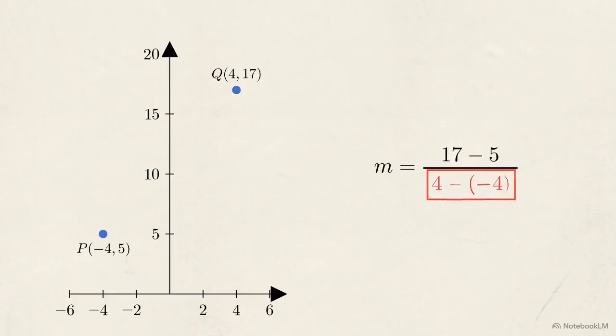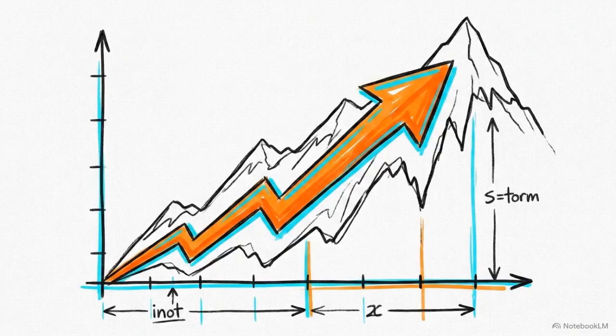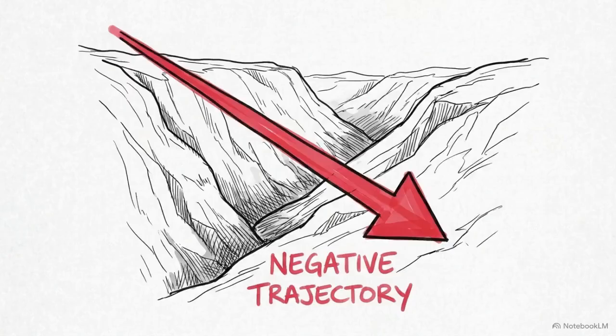Right here is where the most common calculation error occurs. Subtracting a negative number is the same operation as addition, so our denominator becomes 4 plus 4, giving us a final fraction of 12/8, which simplifies to a gradient of 1.5. That result of 1.5 tells us exactly how the line behaves. Because it is a positive number, the line slopes upward from left to right. If our calculation had resulted in a negative number, the line would travel in a downward descent.